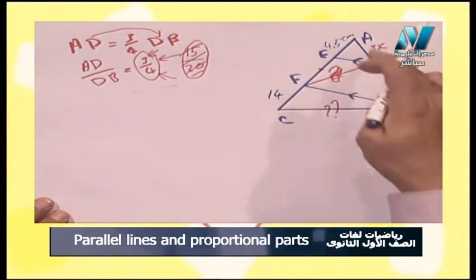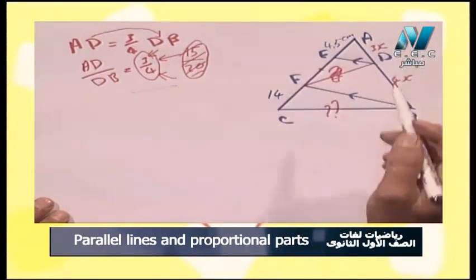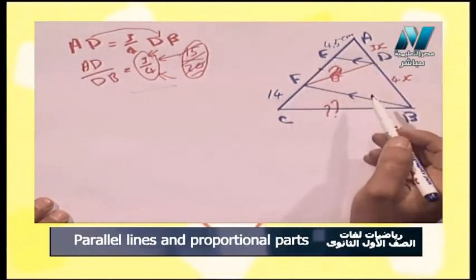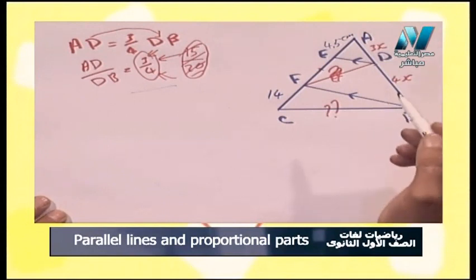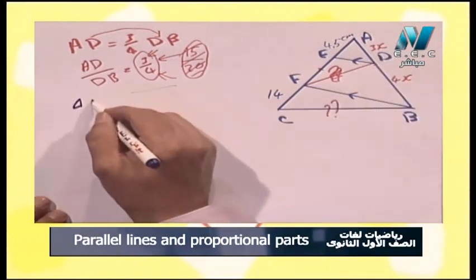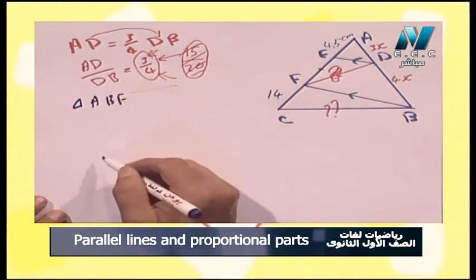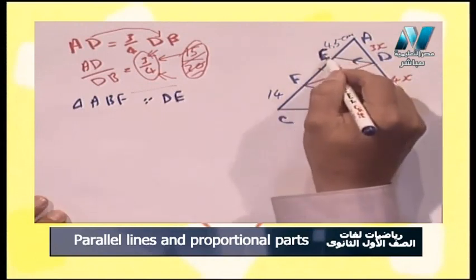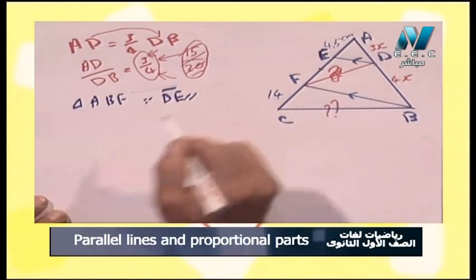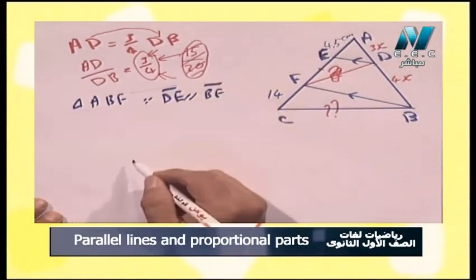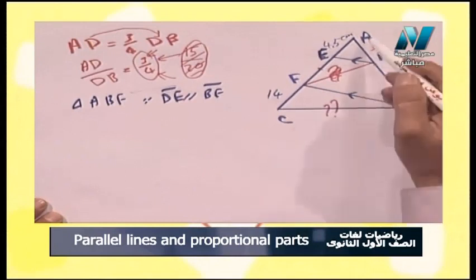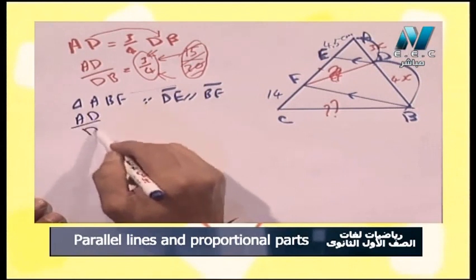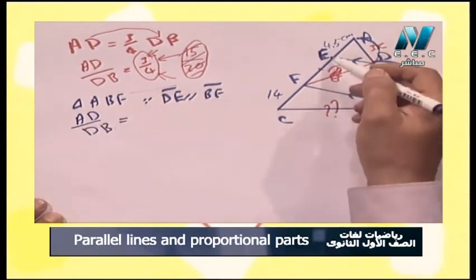If we look at this figure and concentrate our eyes on DE and BF, which are parallel, so in triangle ABF we can say, since DE here is parallel to BF, that AD over DB equals AE over EF.